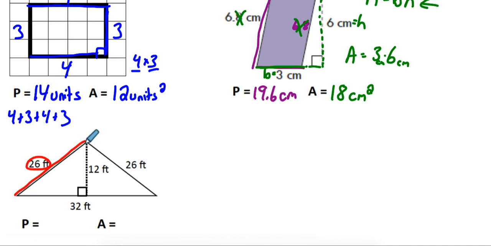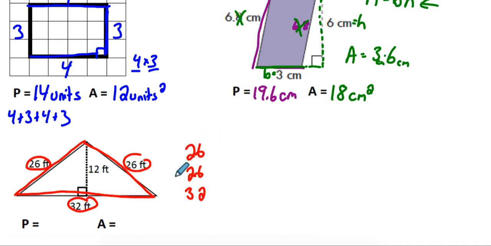So 26 plus 26 plus 32. So you're just adding together all the sides. I get 84 feet.